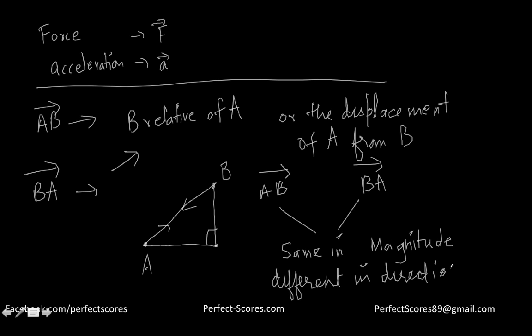So I hope you're getting this point here, guys. That's actually very easy. AB and BA are one and the same vector, it's just that they are different in direction. So in this case, we'll say that AB and BA are opposite vectors of each other. These kinds of vectors, we call them opposite vectors. That's what we call them.